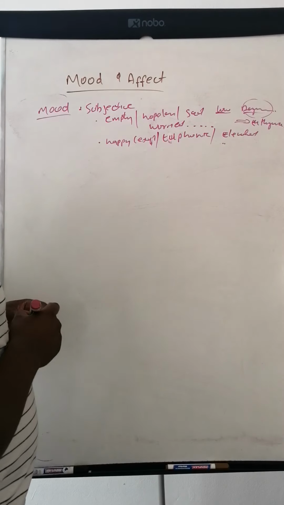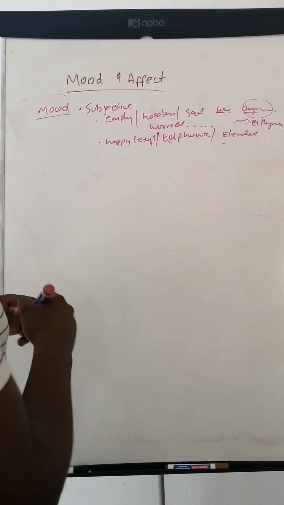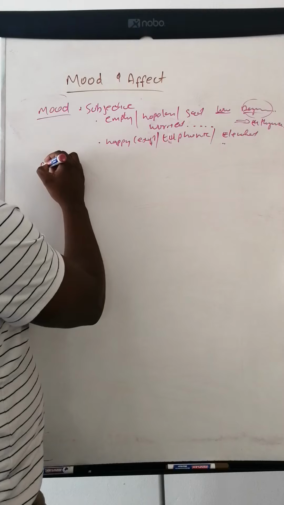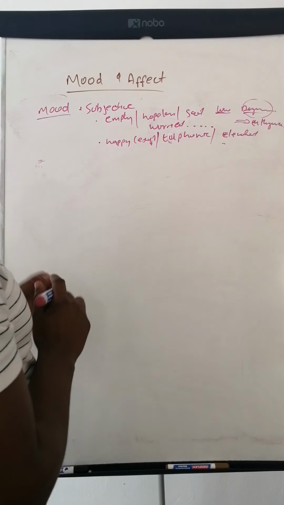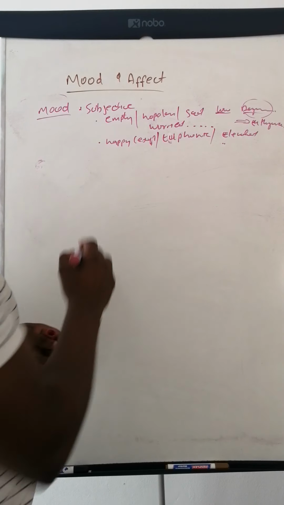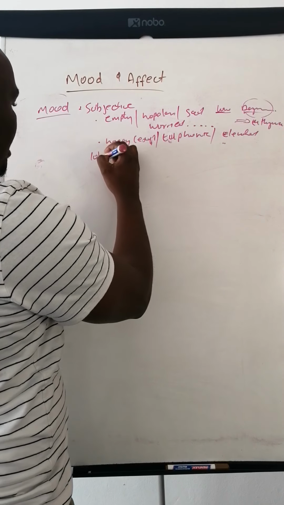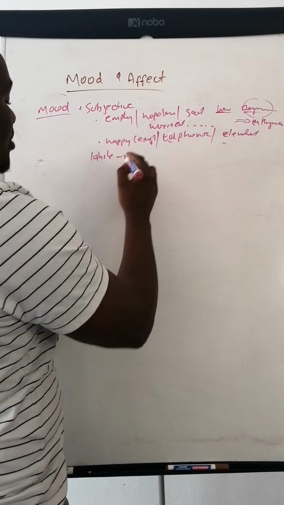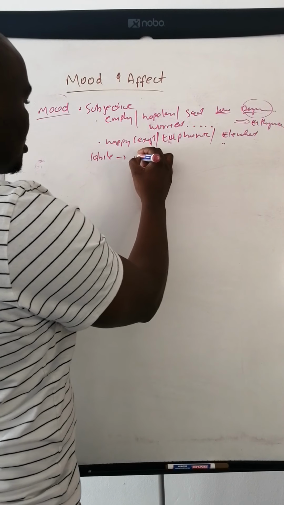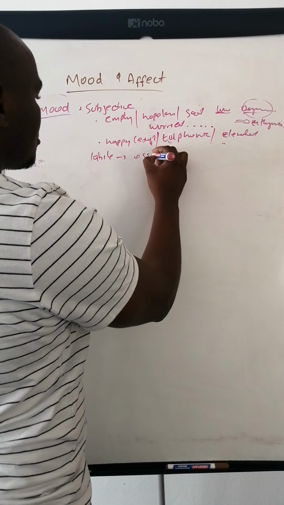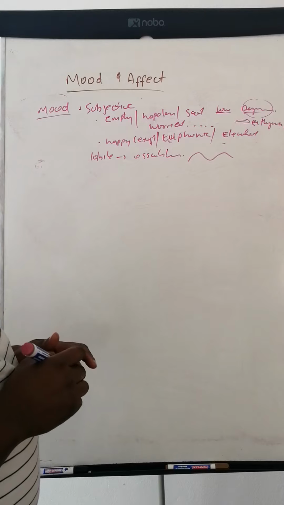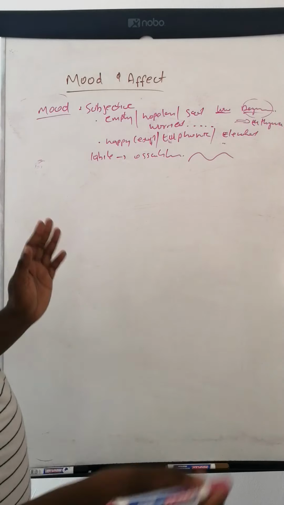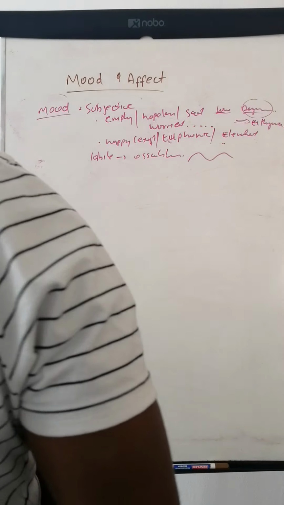Okay, that's mood. Another thing, you can have a patient who has what they call a labile mood. When you have a labile mood, it means you've got oscillations. So your mood is like this. One minute you are very happy, the next moment you are sad. So it's changing. That's what they call a labile mood.